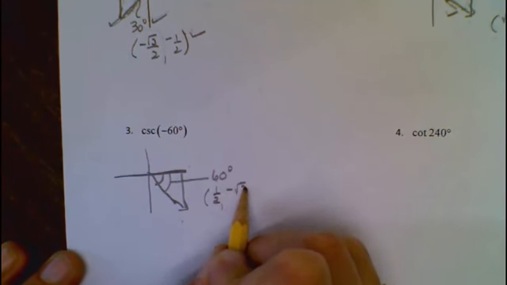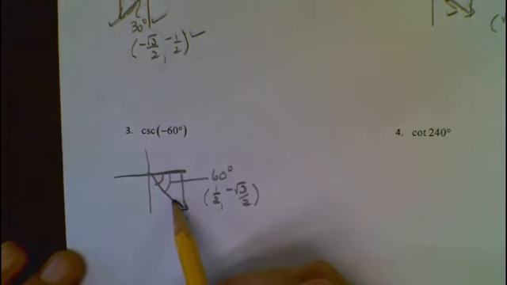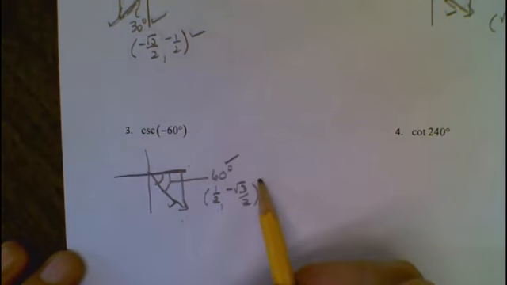And negative radical 3 over 2. Again, the x is positive, the y is negative. You need to know the ordered pair that goes with 60 degrees. So I've got the fourth quadrant, reference angle, ordered pair.